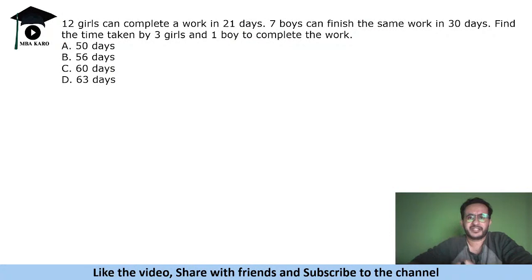12 girls can complete a work in 21 days, 7 boys can finish the same work in 30 days. Find the time taken by 3 girls and 1 boy to complete the work. So this is converting into the same kind of workforce.